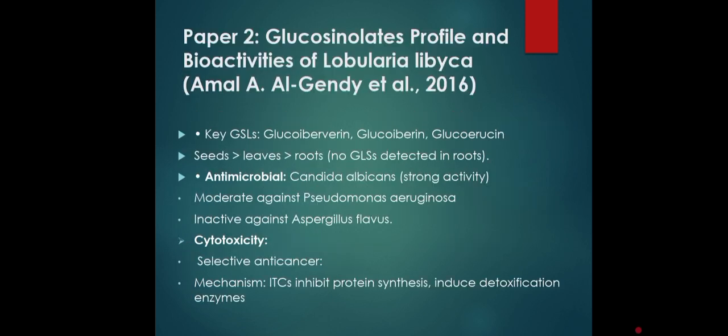A second paper focuses on Lobularia libyca, another member of the Brassicaceae family. The researchers identified three key glucosinolates. Their concentrations were highest in seeds, followed by leaves, and none were detected in the roots.